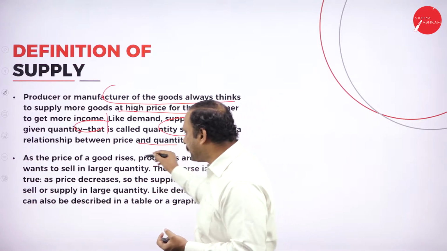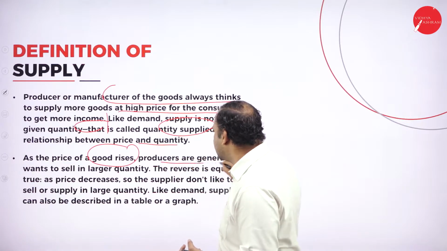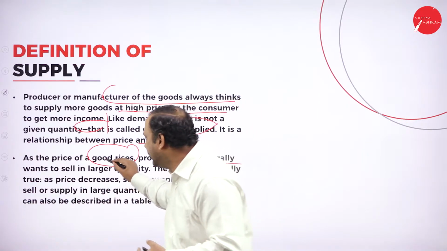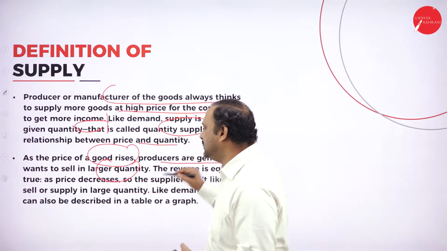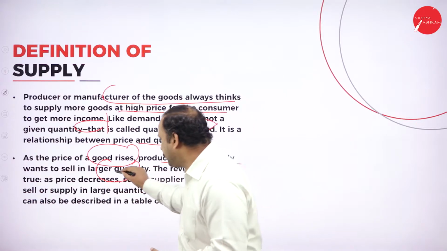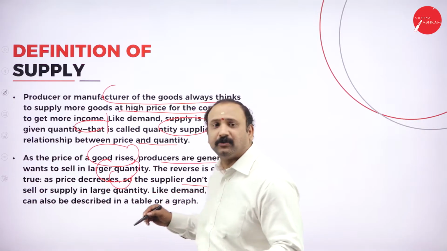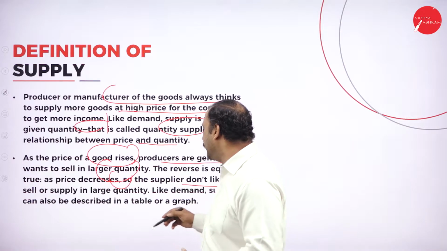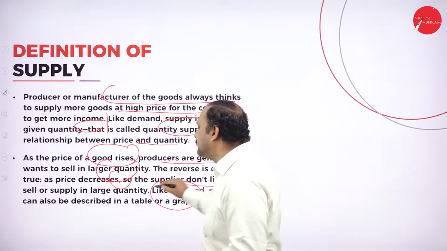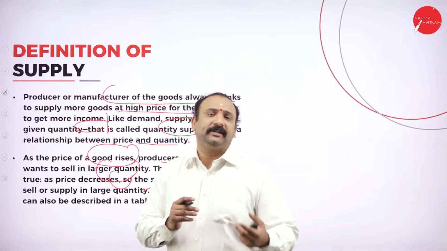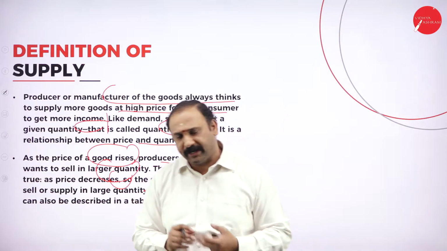Now, as the price of the good rises, the producers generally want to sell in larger quantity. The reverse is also true. As the price decreases, the supplier doesn't like to supply or sell it, because the price is going to come down. So like a demand curve, a supply curve can also be put in a table or graph.